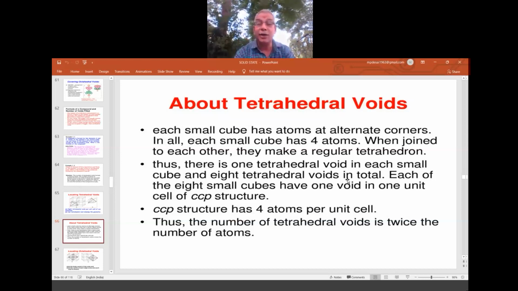So each of the 8 small cubes has one void in one unit cell. So for a particular unit cell, only one void is there, and this packing is called what? CCP or FCC packing. So CCP structure has 4 atoms per unit cell. Correct. Thus the number of tetrahedral voids is twice the number of atoms. That means 8 are created. So how many atoms are there per unit cell? 4 are there. How many voids are created? 8 are created. So 8 is twice the number of 4. That's why the 2n formula is applied here.